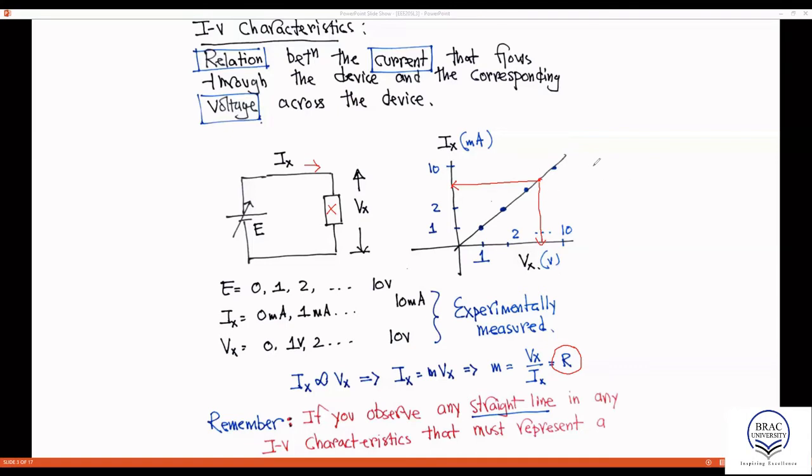For example, we go for a hypothetical IV characteristics. Let's say it could be anything like that. And then in that, among other things, there is a portion where it looks like a straight line. So it means that at least for this region, between this region to this region, you can treat the device as a resistor. So any straight line, if you ever come across, always consider it as if there is a resistor.